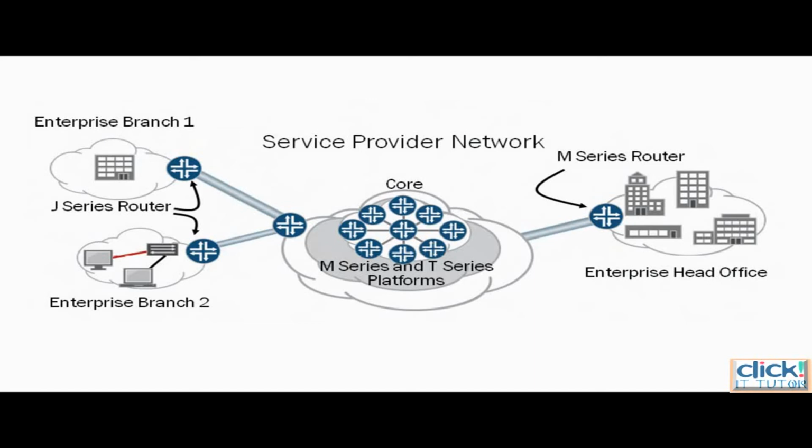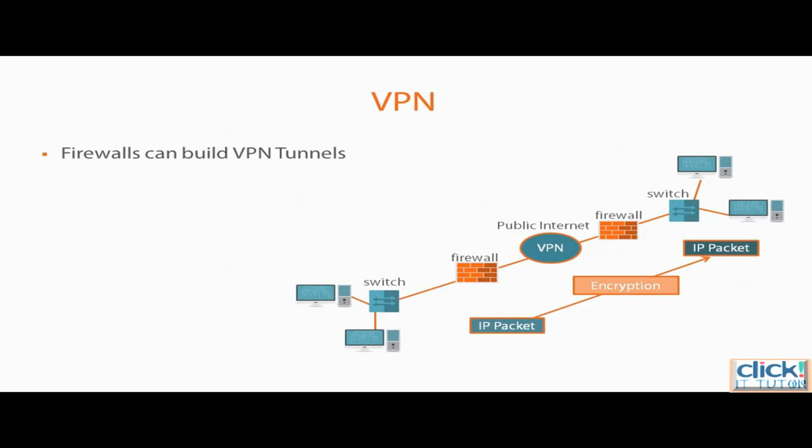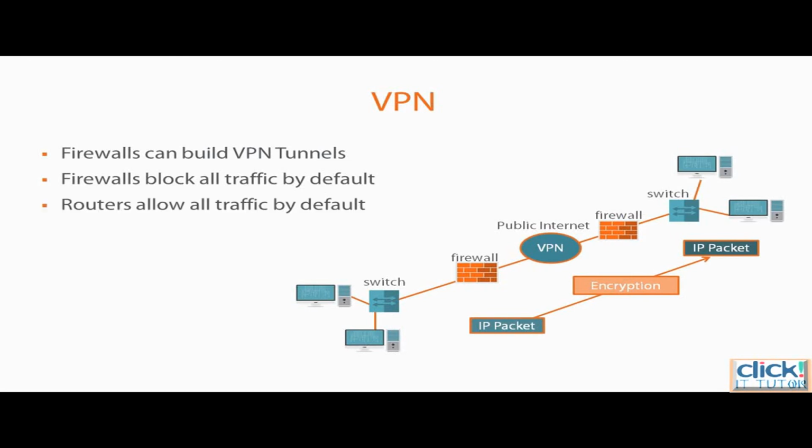Firewalls can build VPNs to allow secure transit between private networks across the Internet. To do this, it must authenticate the other endpoint, encrypt traffic to the other endpoint, and encapsulate it so that it can cross the Internet. Compared to routers, firewalls do not let any traffic pass by default. You have to configure it to allow it. Routers allow all traffic by default.